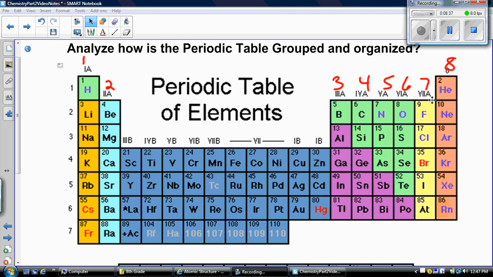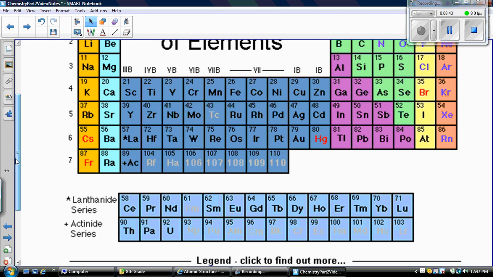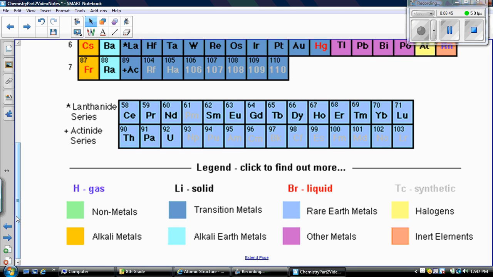Otherwise, it's just there as a resource to go back and look at how the periodic table of elements is grouped. Okay, so what you're going to want to do is when you get your periodic table, you're going to want to color it based on this key down below. Okay, so nonmetals are going to be in green. Then all metals are going to be green. The alkali metals are going to be kind of this orangey color.